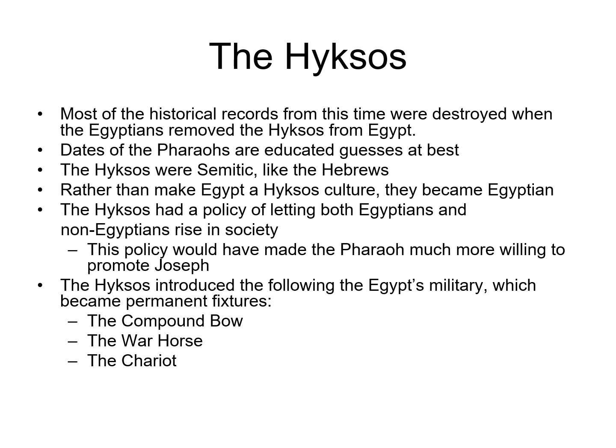And the Hyksos introduced a few important things to Egypt, which became permanent fixtures of their military: the compound bow, the war horse, and the chariot. These are things that I had always just assumed were always part of Egyptian society, but it was introduced by the Hyksos.